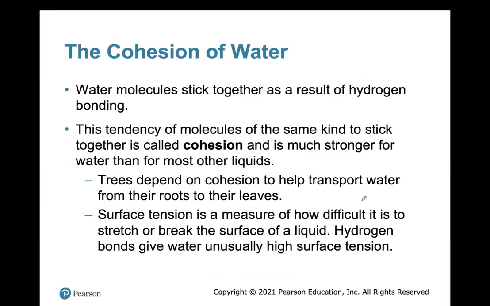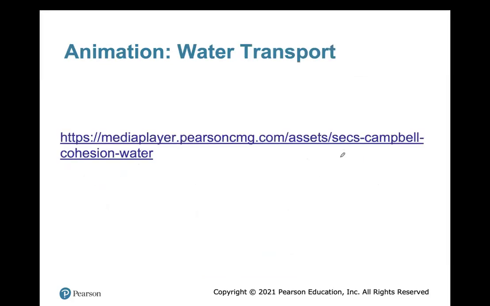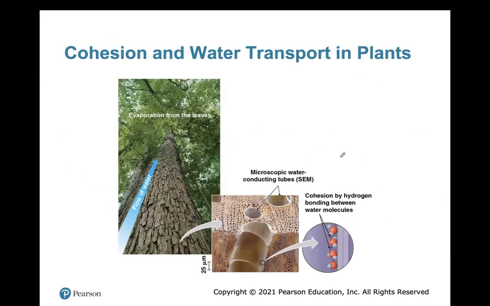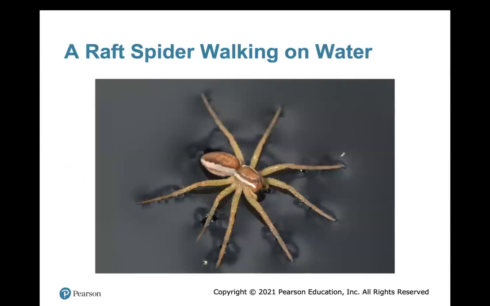Water molecules stick together as a result of hydrogen bonding, and this tendency is called cohesion, and it's much stronger for water than other liquids. Trees depend on cohesion to help transport water from their roots to the leaves, and surface tension is a measure of how difficult it is to stretch or break the surface of a liquid. Hydrogen bonds give water an unusually high surface tension. You can see a raft spider walking on the water due to that surface tension, so it can't sink.